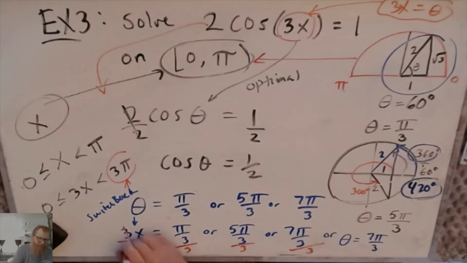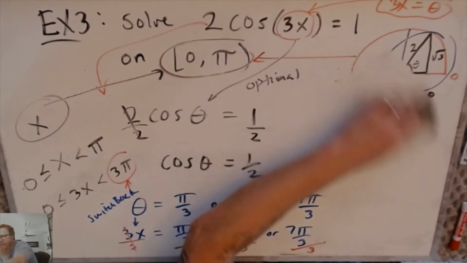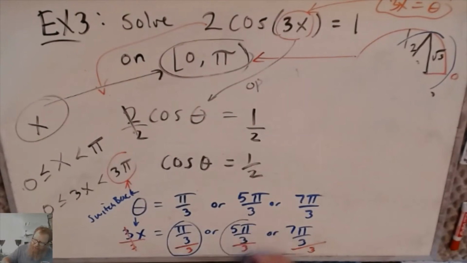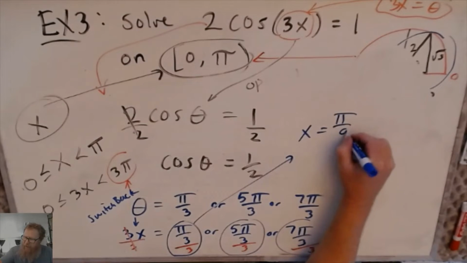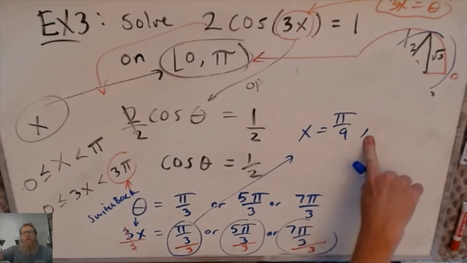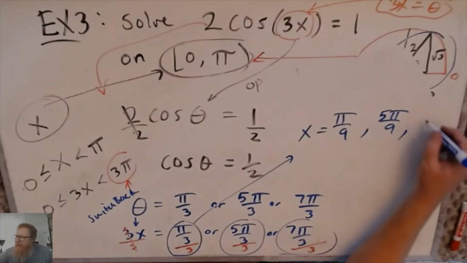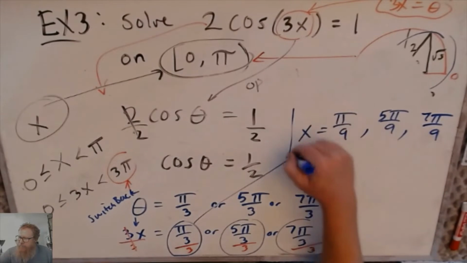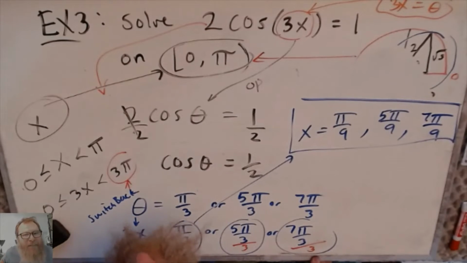And that's going to give you your x. So your final answer for x, divide all of these by 3, and you're going to get x is pi over 9, or 5 pi over 9, or 7 pi over 9. Remember from elementary school, when you divide a fraction by 3, you multiply the denominator.